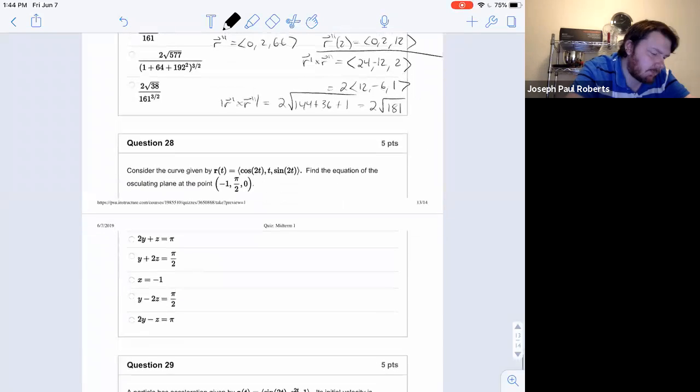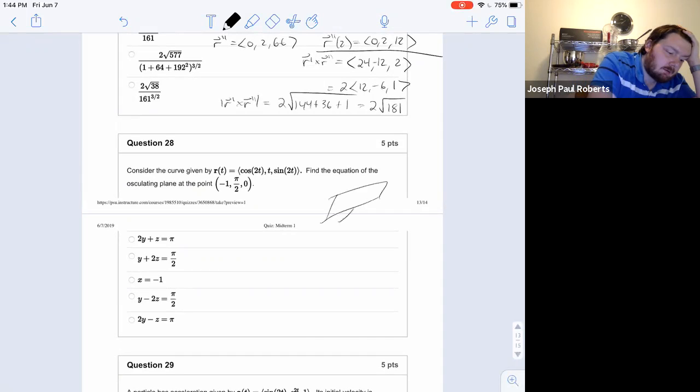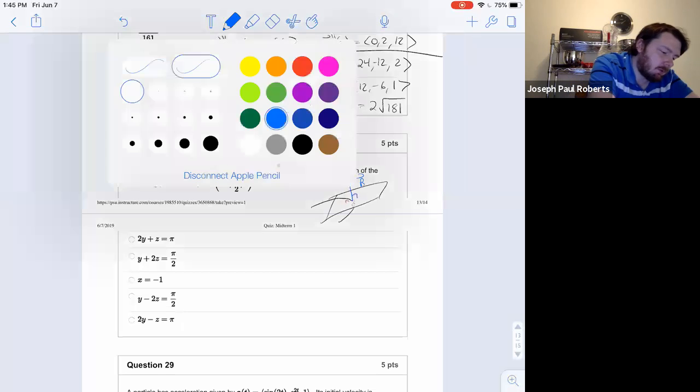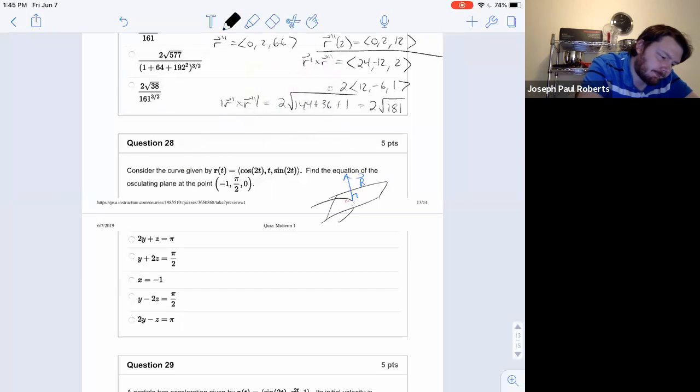Find the osculating plane. So osculating plane, remember, is the plane that contains the direction of motion and the direction of turning. So it's the kissing plane, which is the Latin root of the word osculate. And so anyway, we're going to want to use the unit binormal vector as the normal vector of the osculating plane. So I guess this point is t equals pi over 2 pretty clearly.